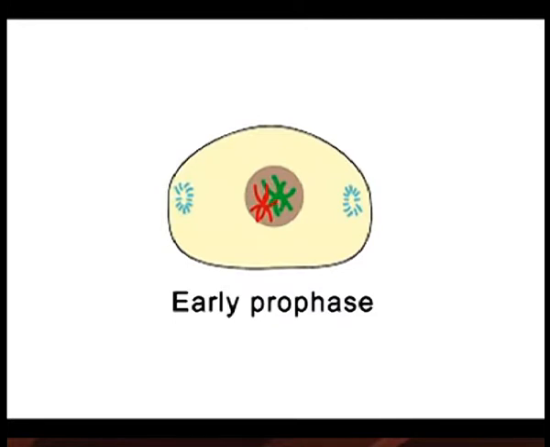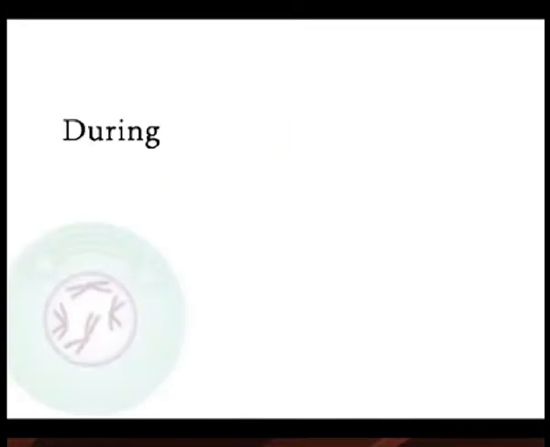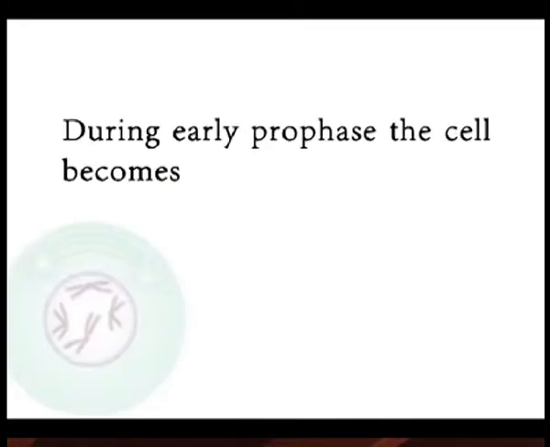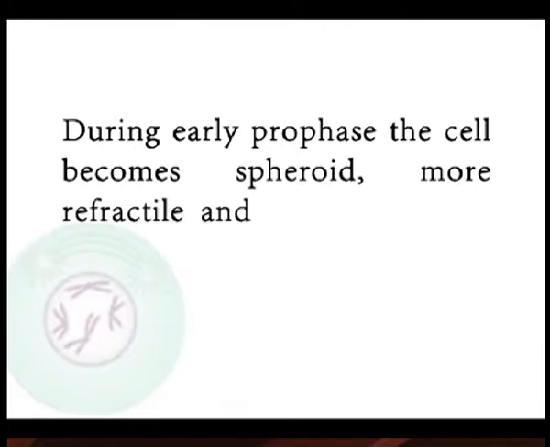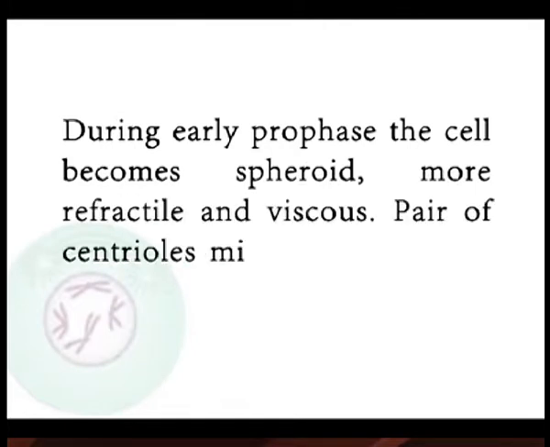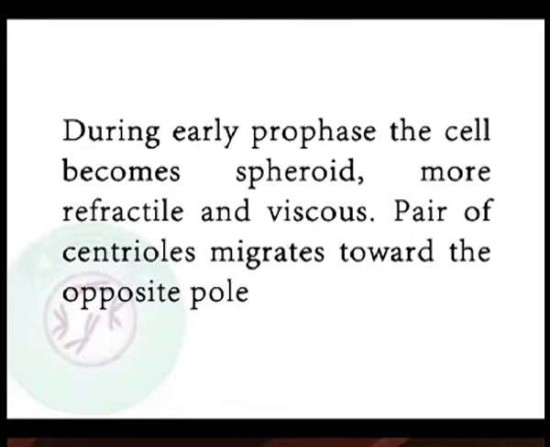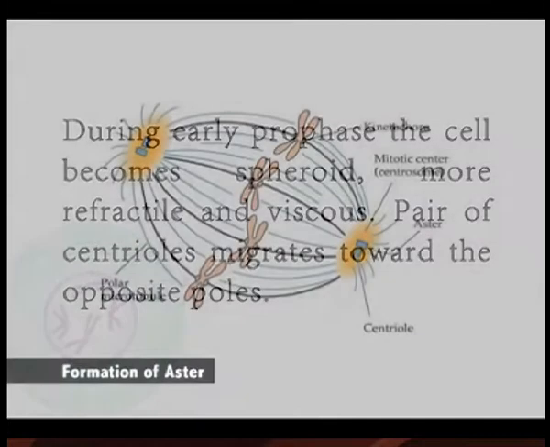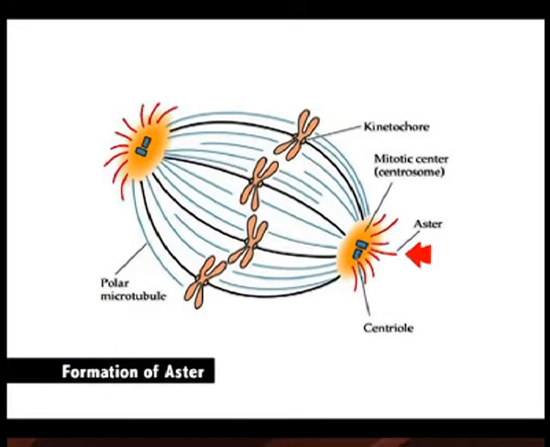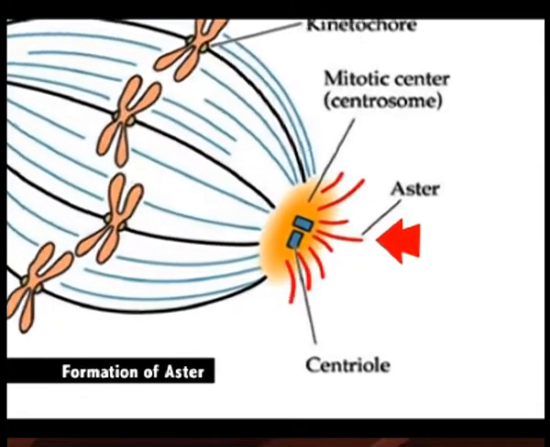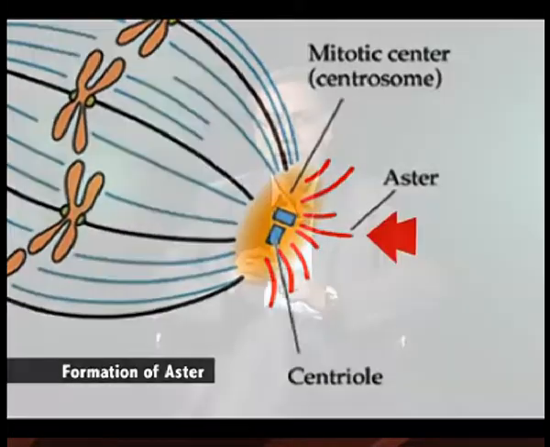Prophase. During prophase, the cell becomes spheroid, more refractile and viscous. A pair of centrioles migrates toward the opposite poles. Formation of aster, that is amphiastral spindle in case of animal cells and anastral spindle in case of the plant cells, takes place during this particular phase.